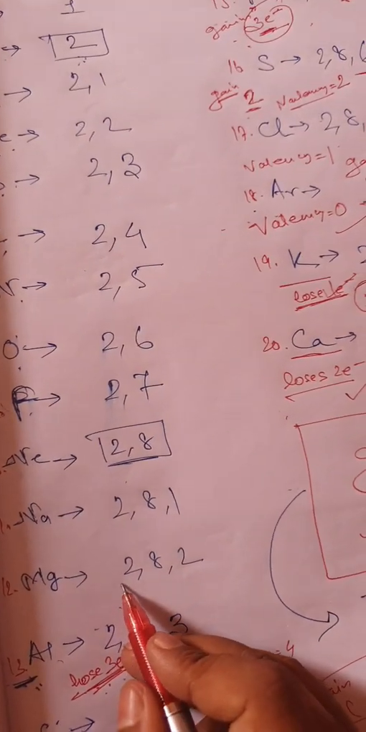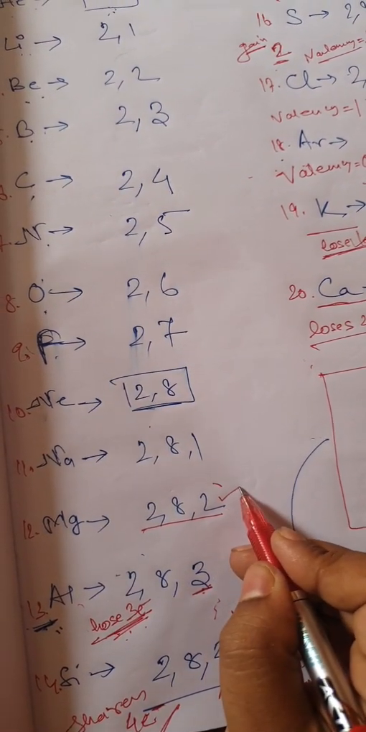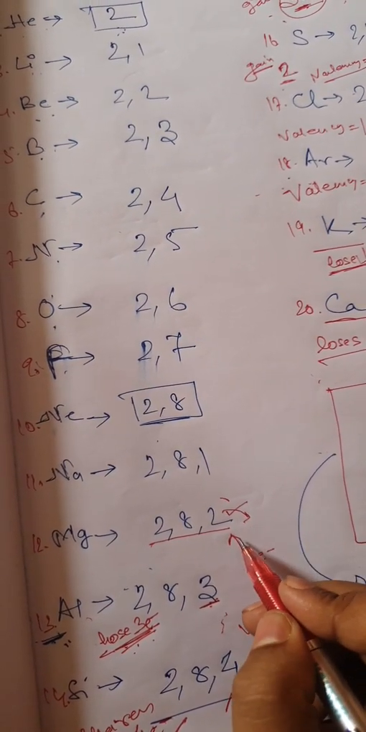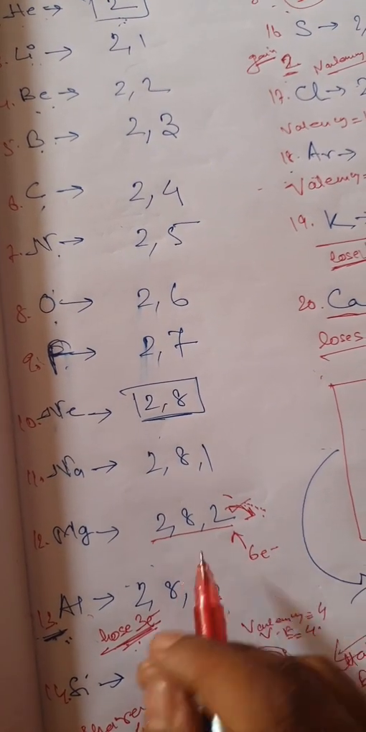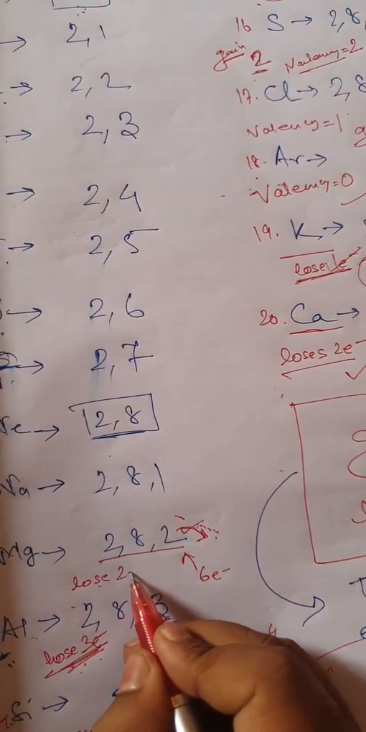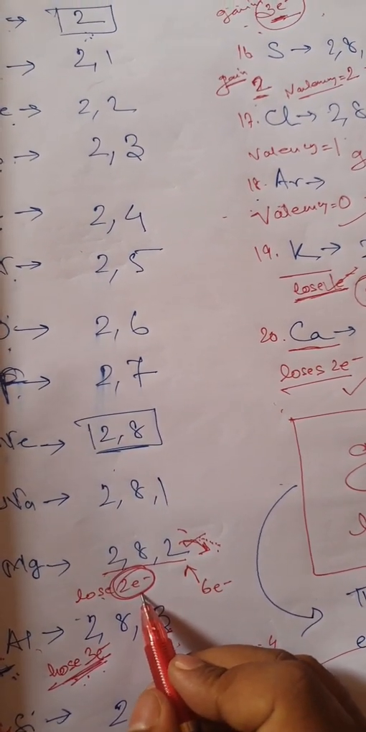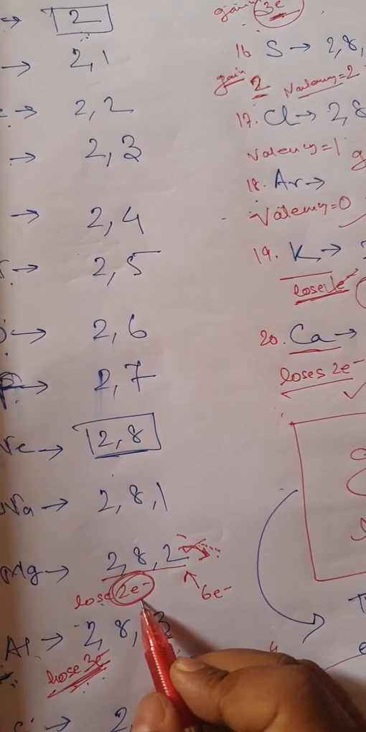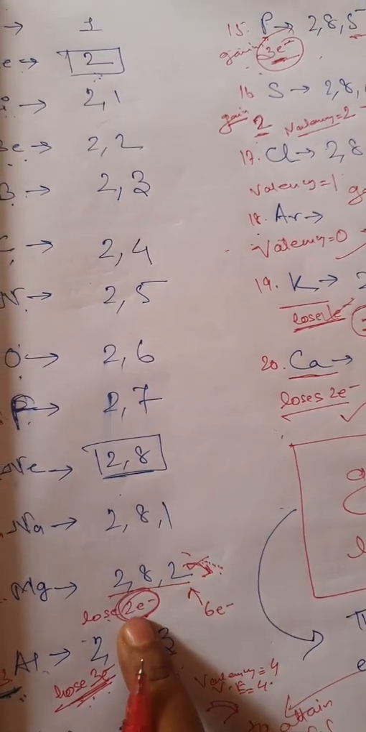Again, this is 2, 8, 2. So losing 2 electrons will be easier than taking 6 electrons. It has 2 options: it can take 6 electrons or it can lose 2 electrons. Losing 2 electrons will be much easier, so it will lose 2 electrons. So the valency is 2, and the valence electron is also 2, but it will lose 2 electrons.